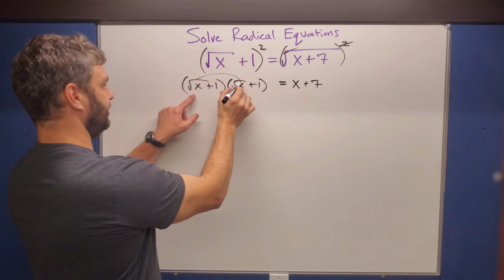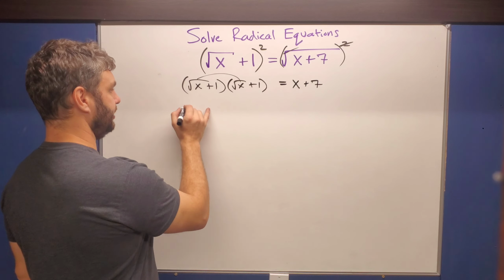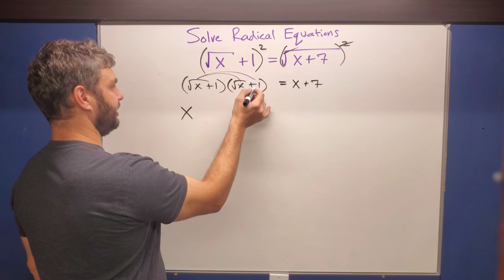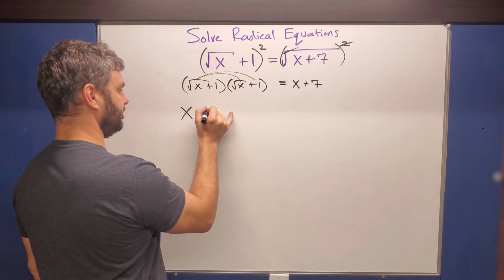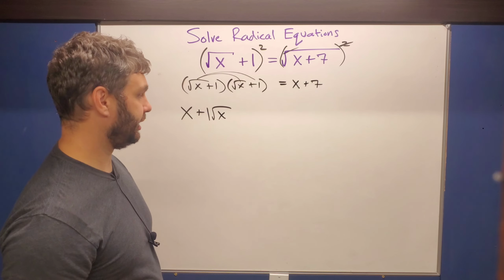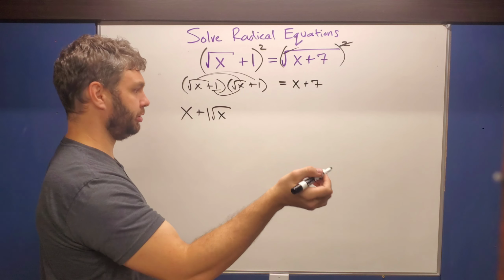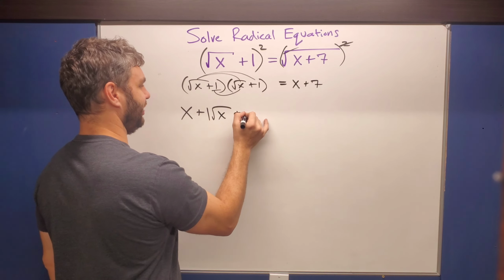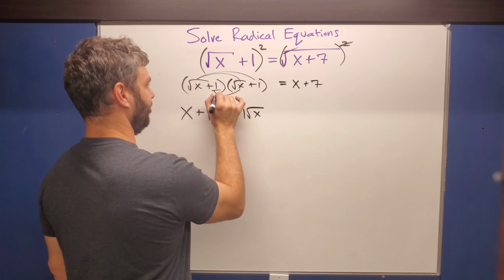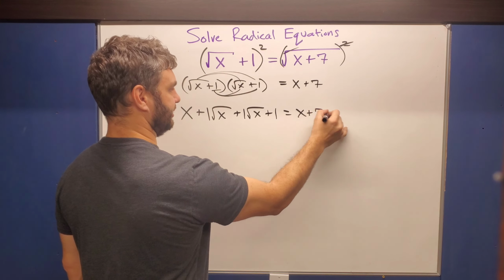And if I FOIL this, we have the square root of x times the square root of x. Well, that's just x, which is good. Square root of x times 1 is just 1 square root of x. I'm going to put the 1 out here. You don't have to, but I'll show you why in a second. Then I'm going to run the 1 through, and you get 1 square root of x again. And then 1 times 1 lastly is 1. This side is still x plus 7.